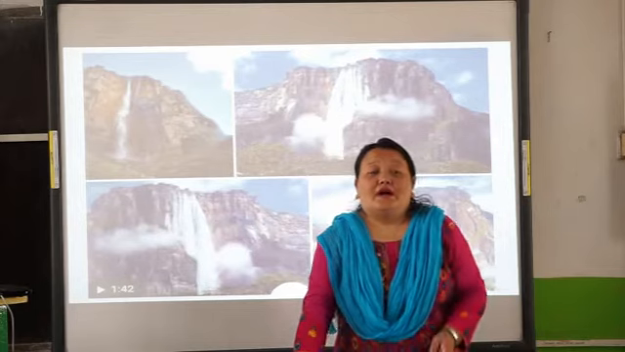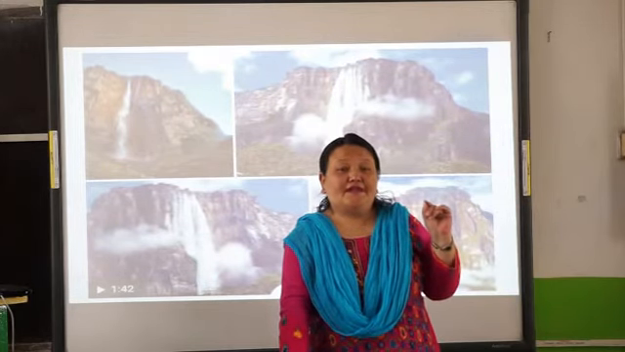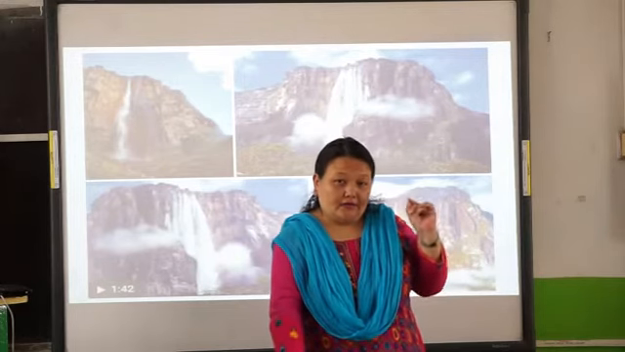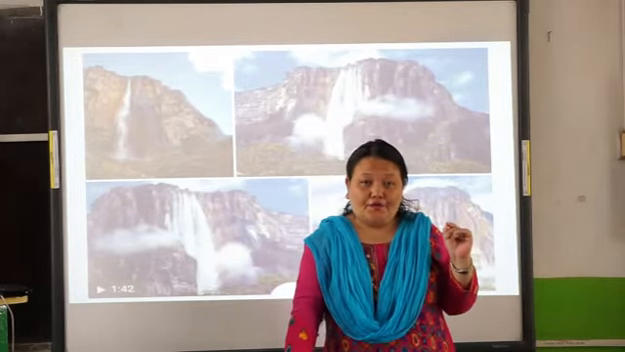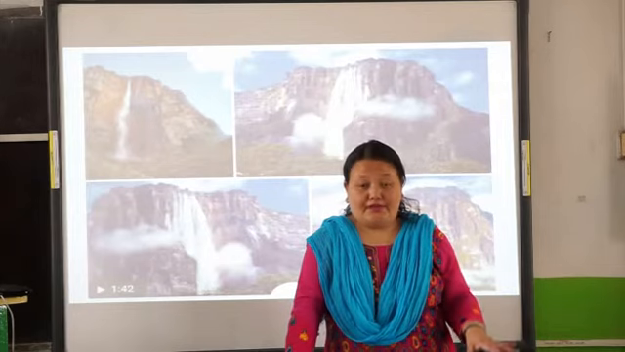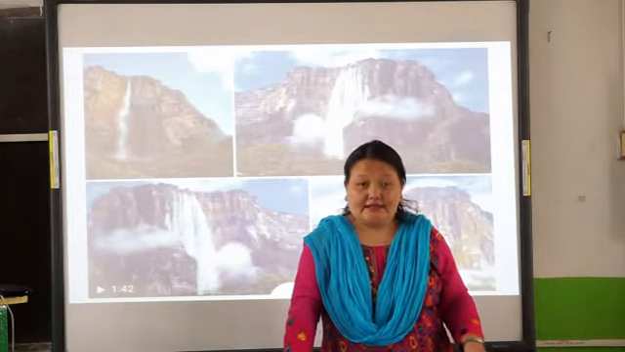With this we come to the end of the explanation of the physical features of South America. We came to know that South America can be divided into four physical features, namely the western coastal strip, the western mountains, the central plains, and the eastern highlands.